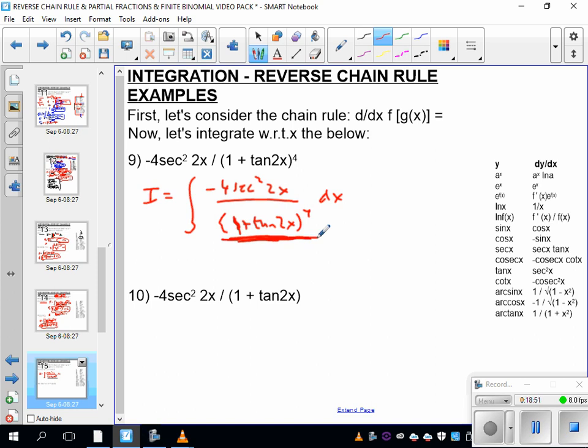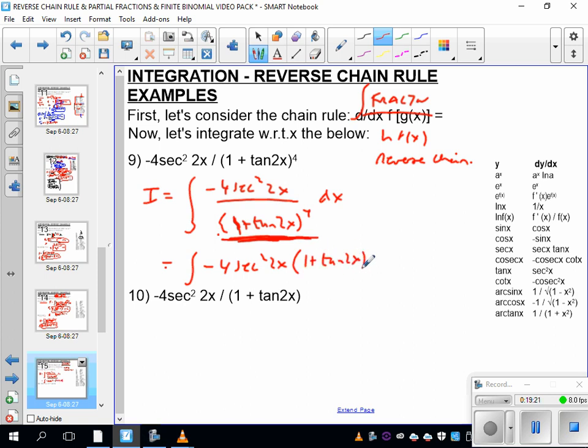The answer is no, because the 4 will come down, and then the whole thing to the power of 3, and then out will pop the sec squared. So no, it's not. So we go back to our list. Remember, if we're integrating a fraction, our first thought is ln f of x, and then after that, we're going into reverse chain by putting the power back up. Okay, so actually this is minus 4 sec squared 2x, and then 1 plus tan 2x to the power of minus 4 dx. Do you see?